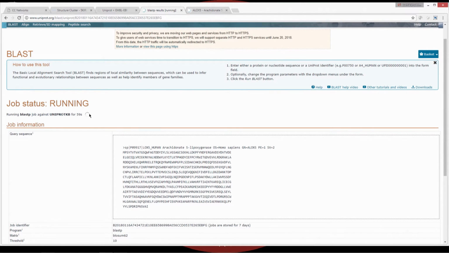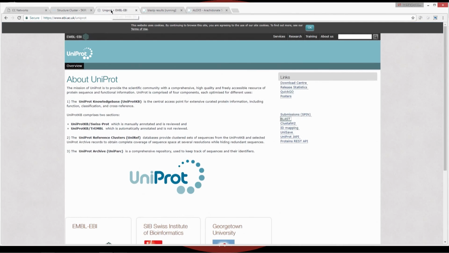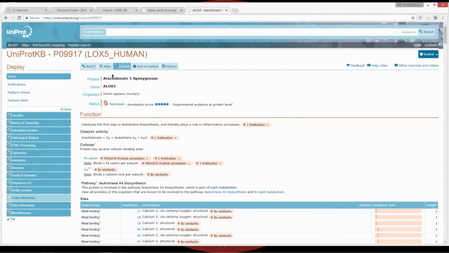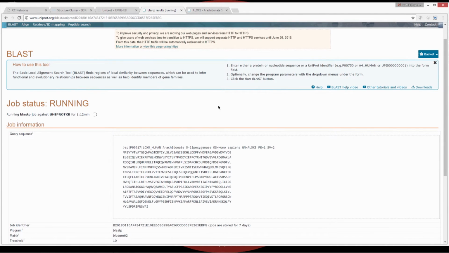It will take a long time because there could be a lot of proteins of 5-lipoxygenase. This is from human which we got. Okay, there could be many proteins from different species.